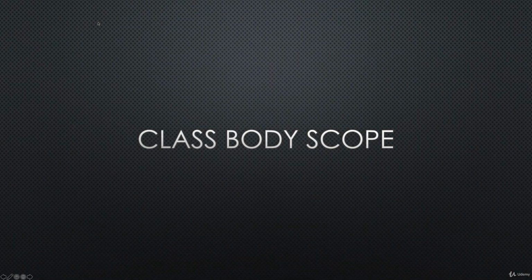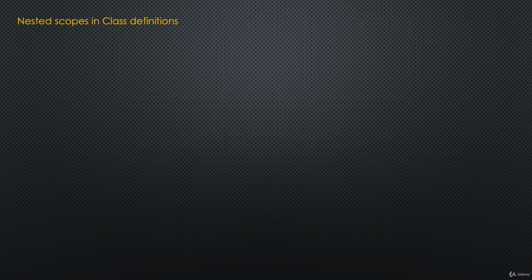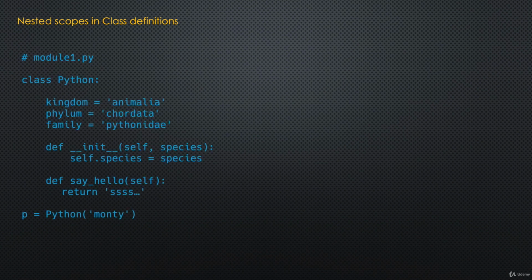Hi. So in this video, I want to talk about the class scope of the items that are inside the class's body. So you can call that the body scope. So we need to talk about nested scopes in class definitions. That's really important. So suppose we have this module over here, module1.py, and it contains two things essentially. It contains this class and this symbol p.